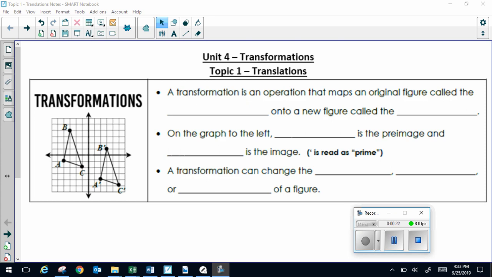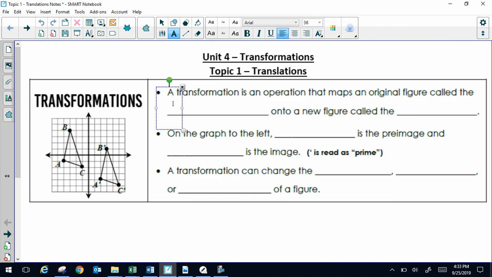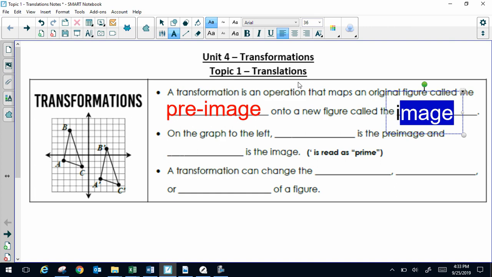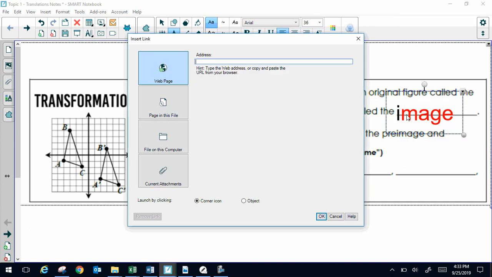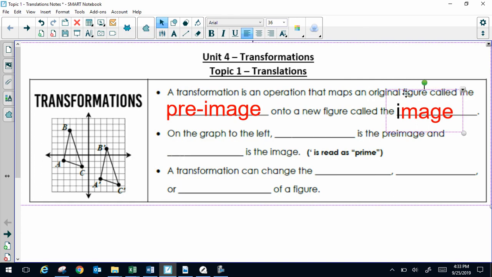A transformation, by definition, is an operation that maps an original figure that we call the pre-image onto a new figure that we call the image. So the original figure is called the pre-image, and the new figure we call the image.